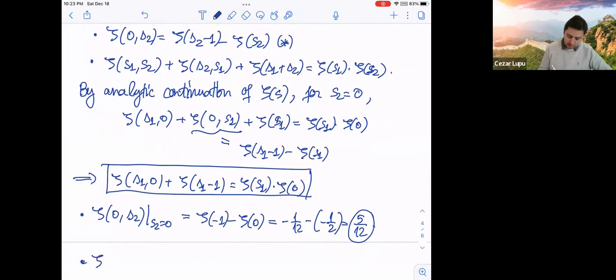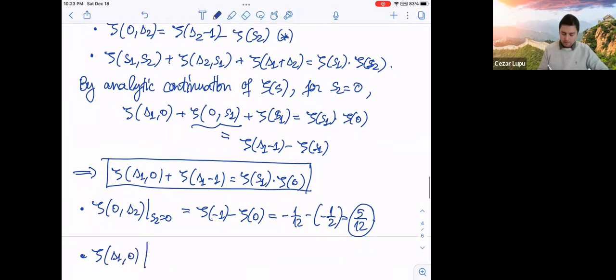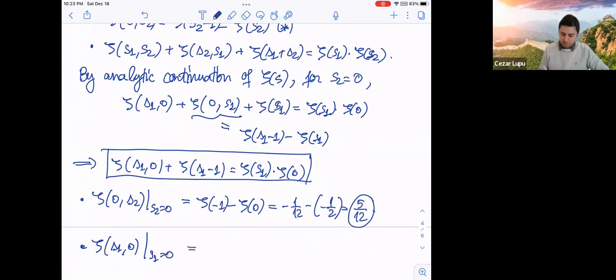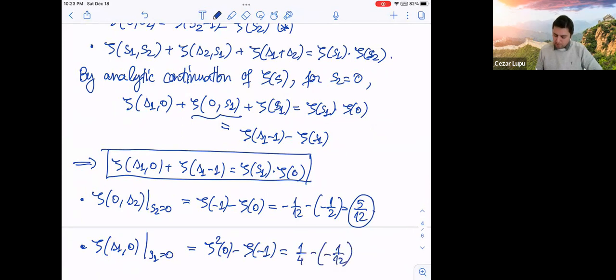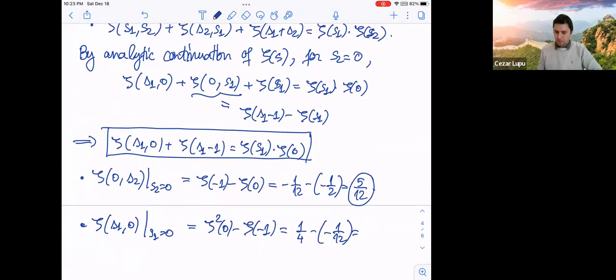And the second one, zeta of S1, 0, as S1 goes to 0. So this would be zeta squared of 0 minus zeta of -1. And again, this would be 1/4 minus -1/12. And of course, this would be 1/3. But you can see the values are different, right?